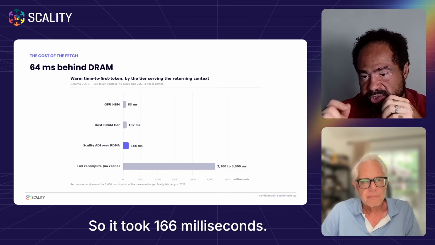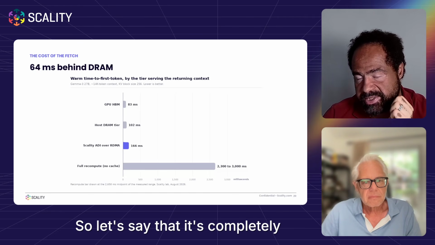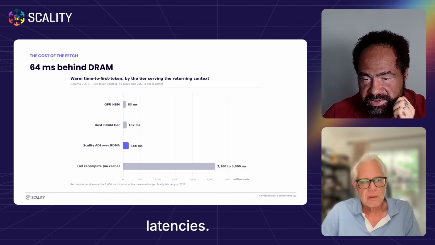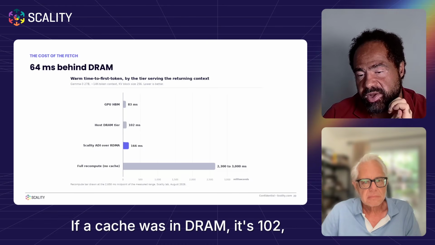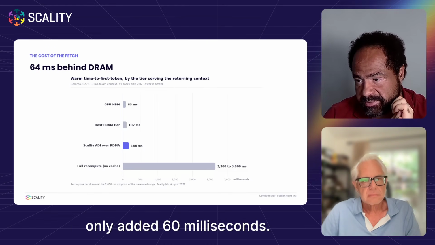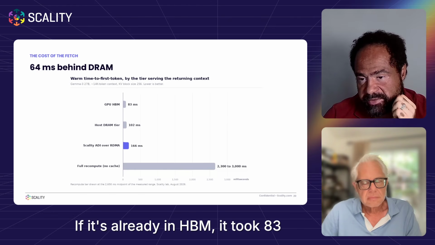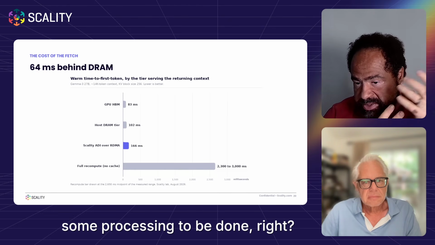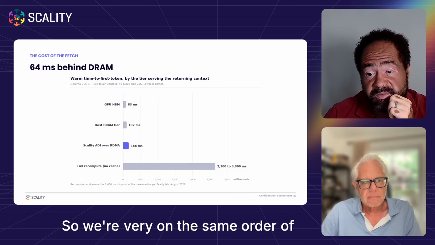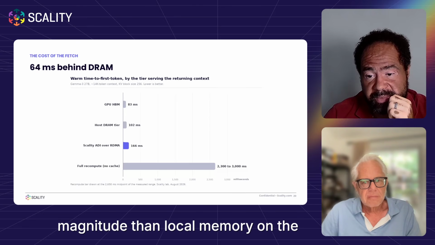Okay. So it took 166 milliseconds. So let's say that it's completely transparent to the user. You don't notice these kinds of latencies. If the cache was in DRAM, it's 102, so we only added 60 milliseconds. If it's already in HBM, it took 83 milliseconds because there's still some processing to be done to be able to show the first token. So we're on the same order of magnitude as local memory on the machine.